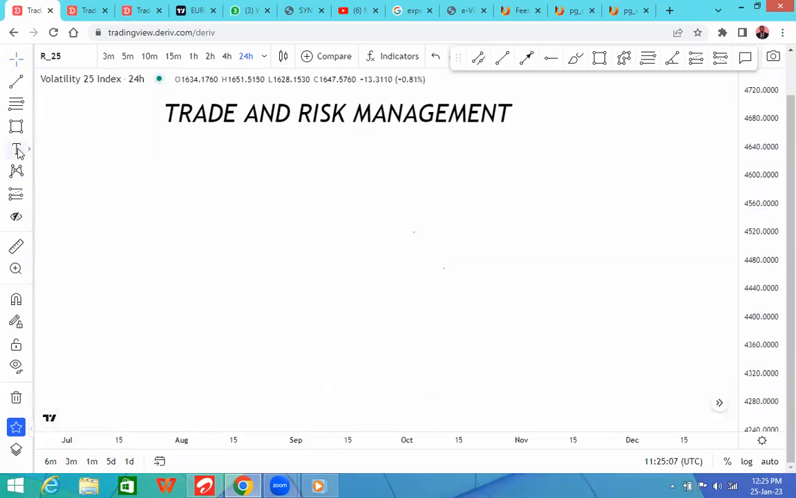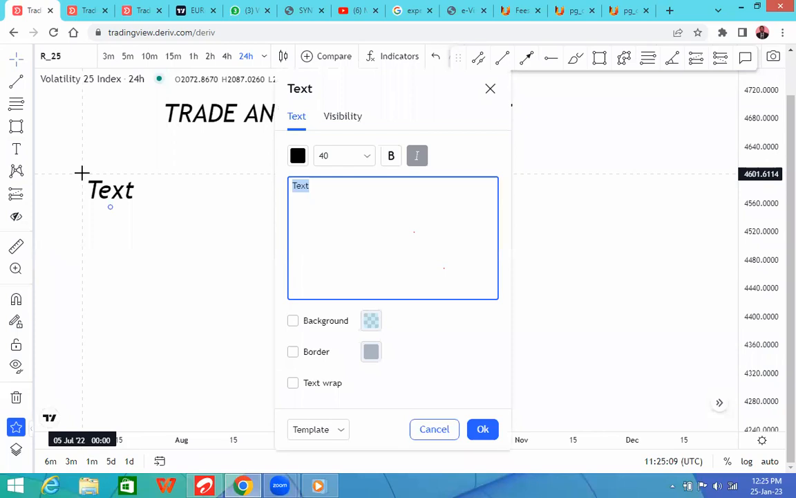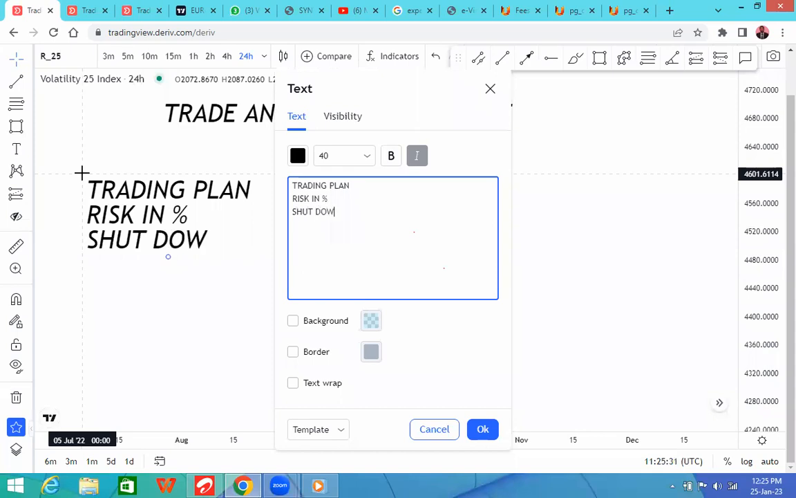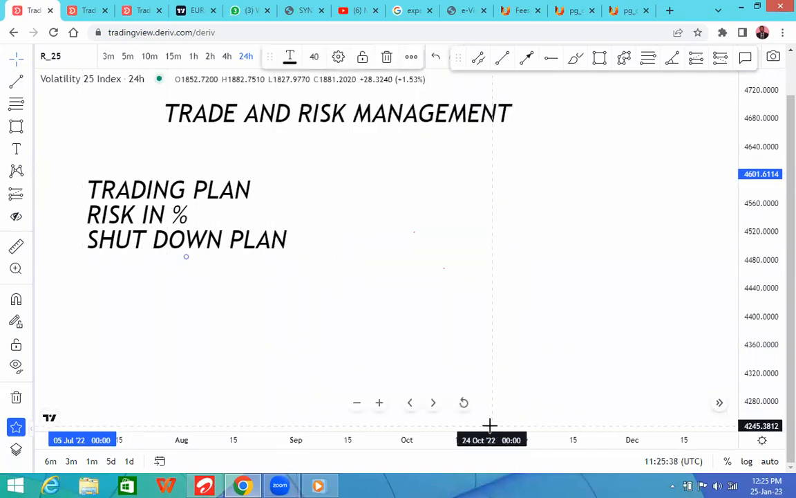If you don't know these three things, I think I should put them down here for you. A trading plan. Risk in percentage plan. And then lastly, there must be a shutdown plan. Yes, sir, you heard it from me. There must be a shutdown plan. Very, very important.